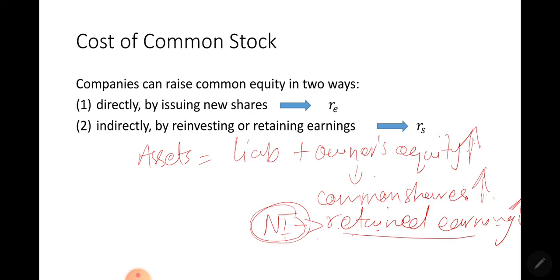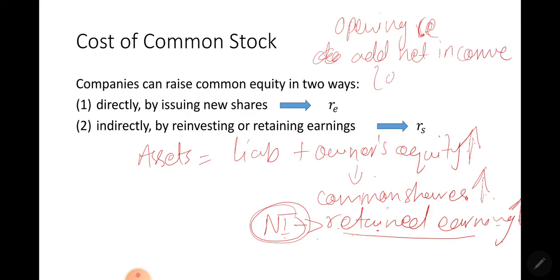Okay, for this, let's also look at the format of retained earnings. So opening retained earnings, this is the opening account. You add net income over here and you subtract dividends from this to get the closing retained earnings balance.